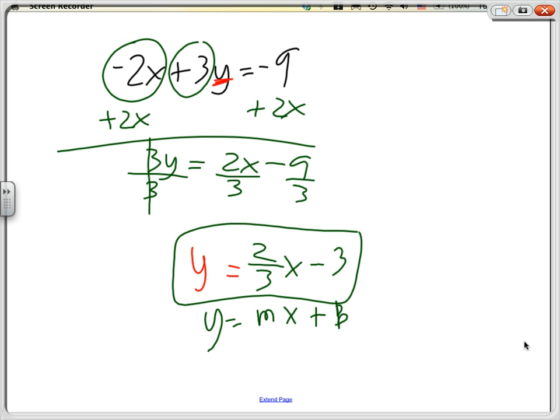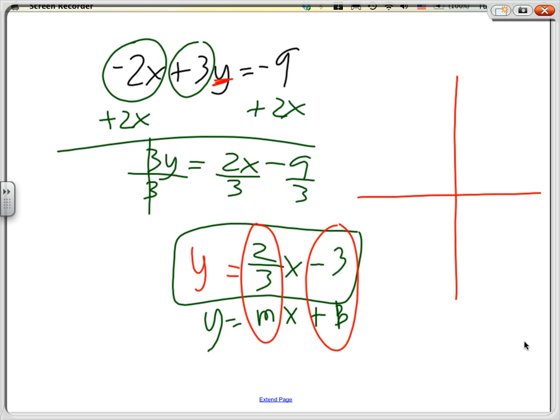So, let's identify the slope. What is the slope? 2/3. There you go. And the y-intercept right there, right? Okay, so how do I plot the y-intercept? Where is it going to be? On the y-axis. Okay, so where is it exactly? Down 3. Down 3, right here.